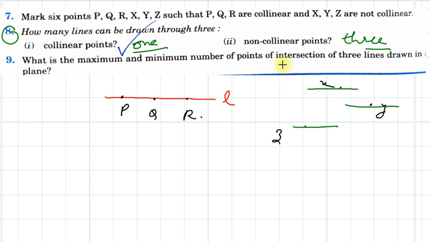What is the maximum and minimum number of points of intersection of three lines? So these could be three. The maximum number could be 3 and the minimum number could be 0, right? So let us move to the next.